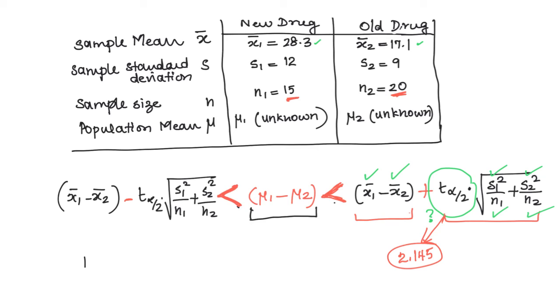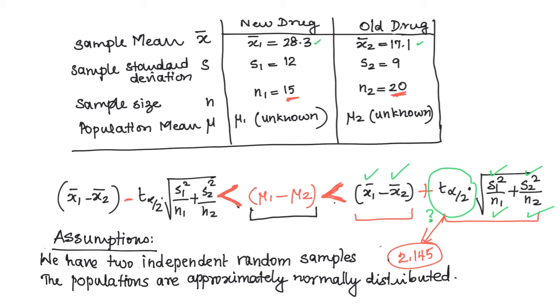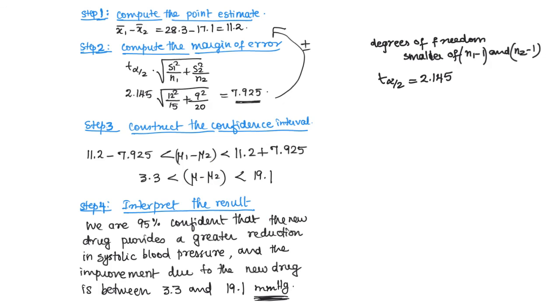To check the assumptions, we have two independent random samples and the populations are approximately normally distributed. Then we can continue the procedure. If you want, you can substitute everything at once and calculate, or you can do a step by step procedure: calculate this first, then find this, then add and subtract. So I'm going to compute it step by step. First, I'm computing the point estimate, so x1 bar minus x2 bar. Then find the margin of error, that is the critical value times the standard error.